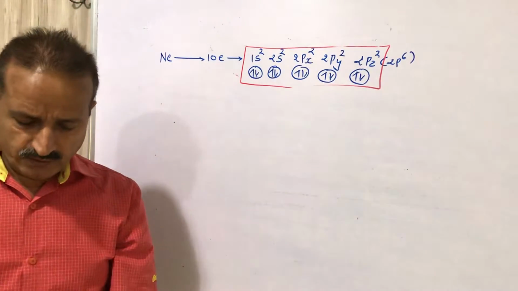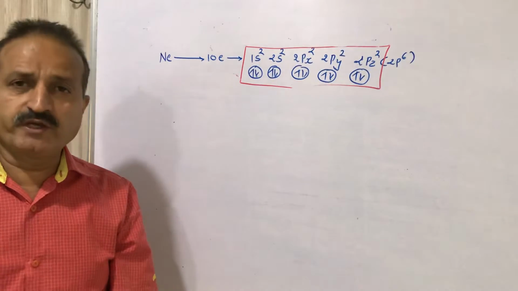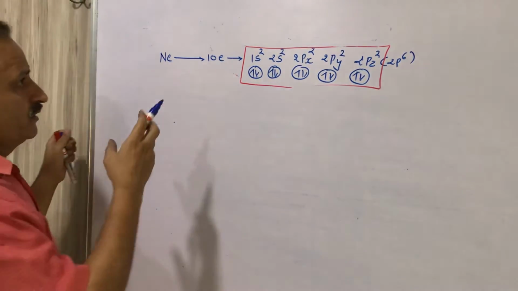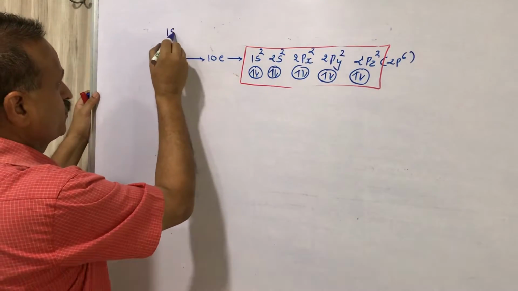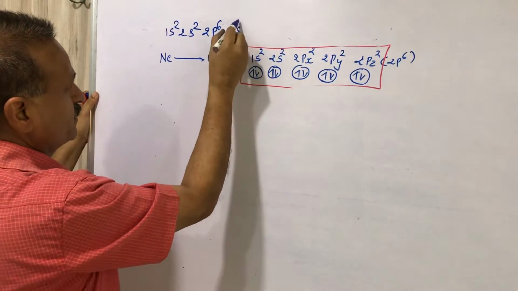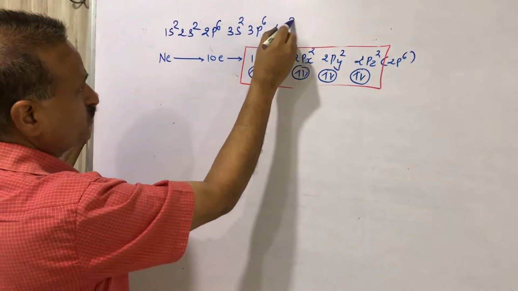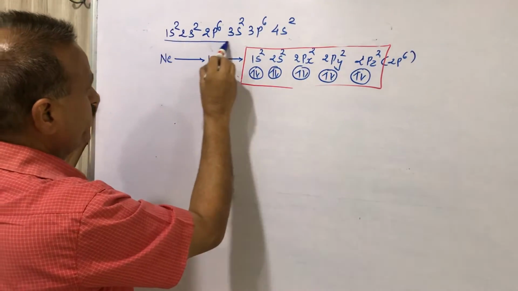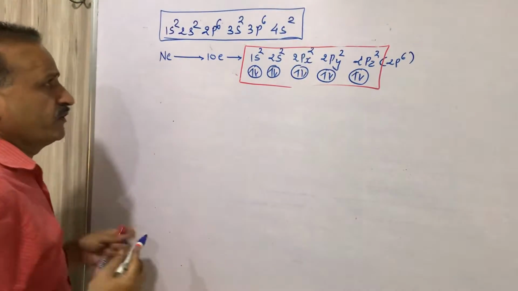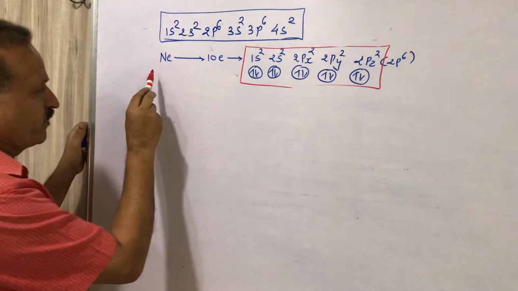Welcome back, friends. So we are going to fill electronic configuration till calcium and sequence of orbitals 1s2, 2s2, 2p6, 3s2, 3p6 and 4s2, which means a total of 20 electrons will be filled in this way and in this sequence. We have filled electronic configuration till phosphorus.